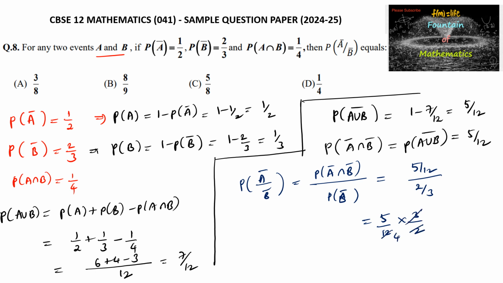So 3 4 times, and here we can write, so 5 divided by 8. So 5 upon 8 is the answer for this question. Option C is the answer.